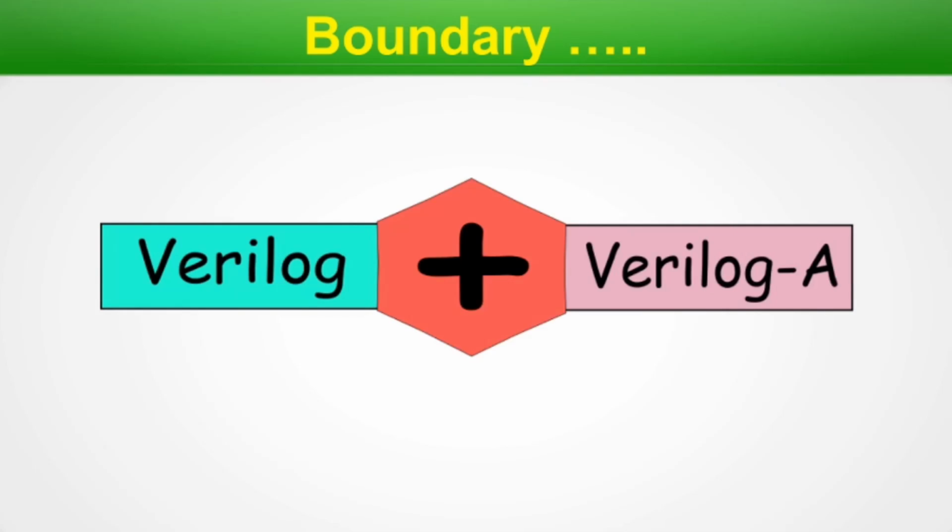Let's go to the next section, which is boundary. Boundary of what? So Verilog and Verilog-A. So far in our last episode, we have discussed the comparison of Verilog and Verilog-A. Here, we will be talking about the junction of Verilog and Verilog-A. So let's see at the junction what things are there.